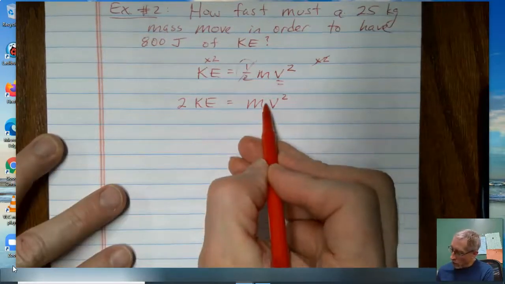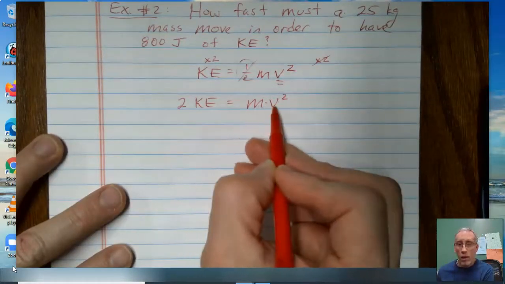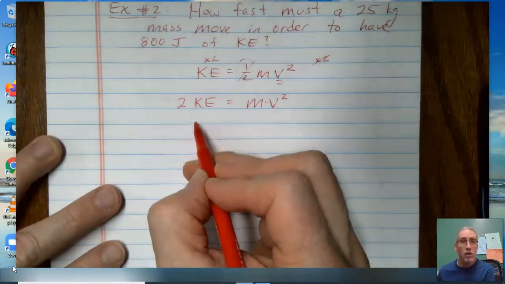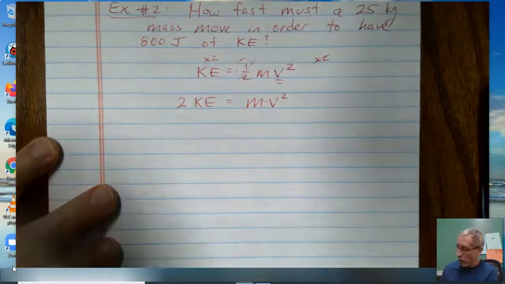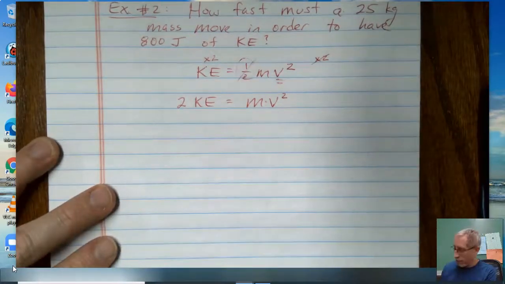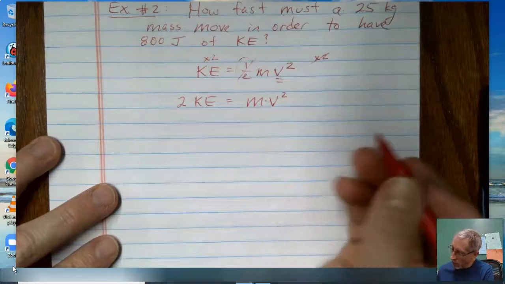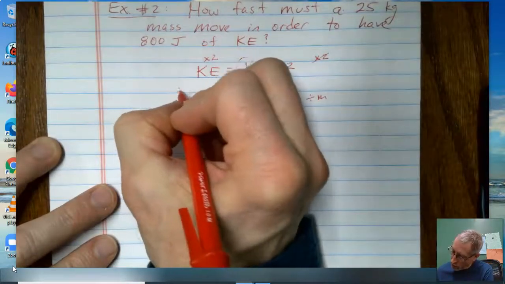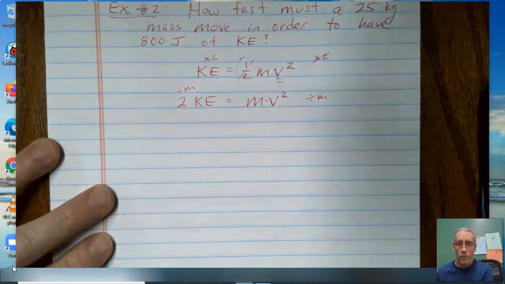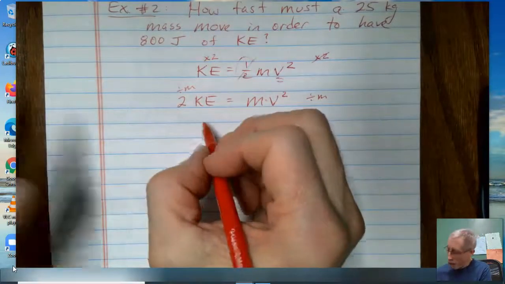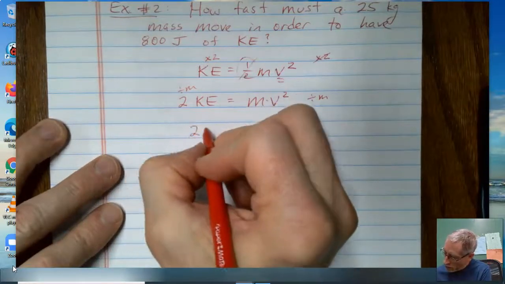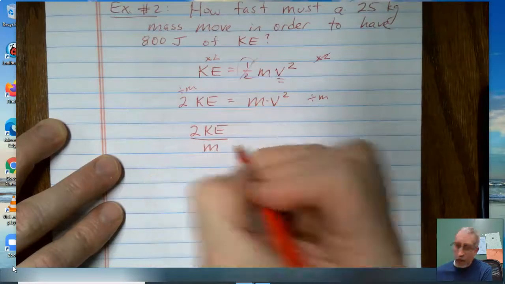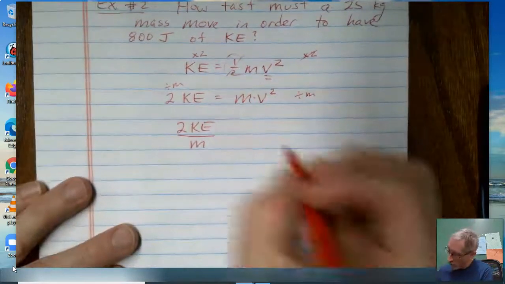All right, now we again have this understood multiplication, and so to leave v by itself, we're going to have to move the m to the other side, and the way you move m when it's being multiplied is to divide it. So I'm going to divide both sides by m. Again, in your math class, maybe they teach you to do something like this to show that you're dividing by m. You don't have to do that if you haven't been taught that way. But what we get when we divide both sides by m is the 2KE over m. See, we write it as a fraction now.